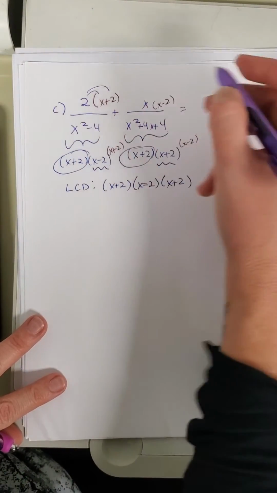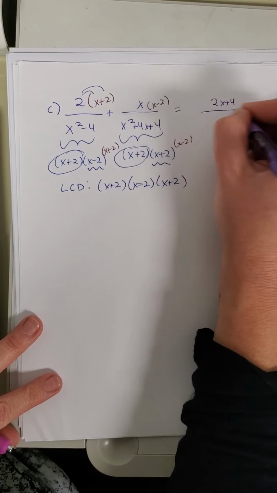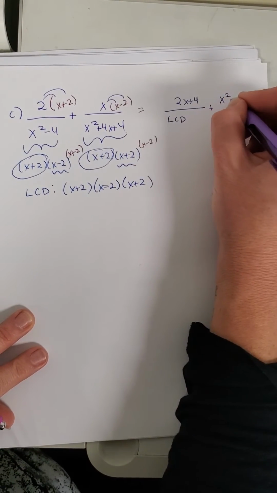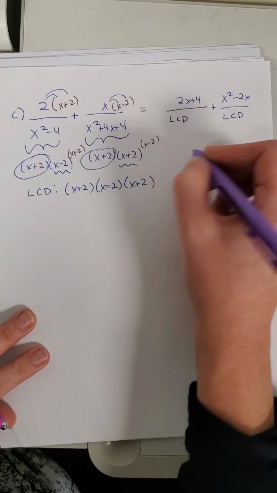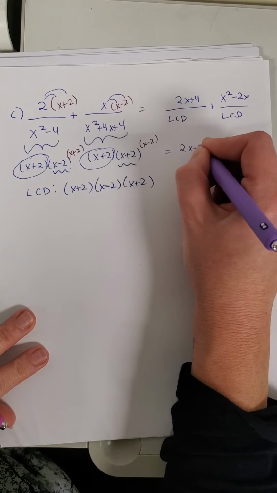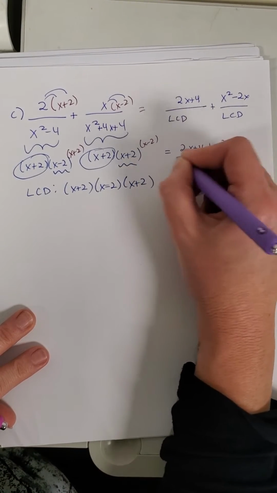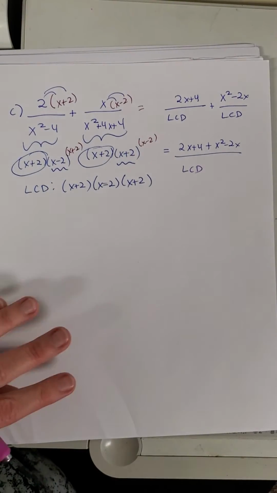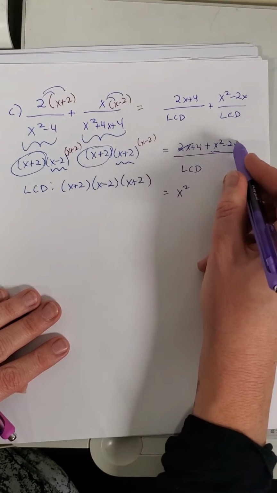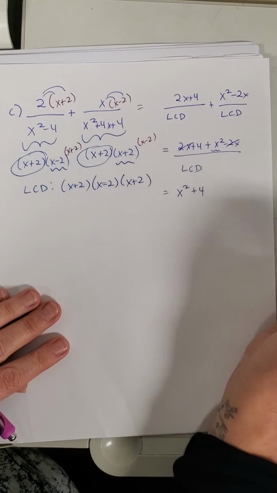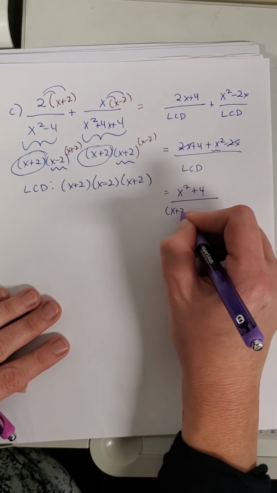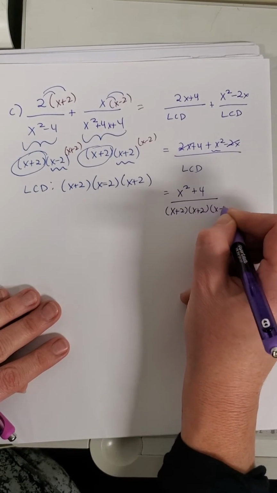All right, so don't forget to distribute through. That's 2x plus 4 over our LCD plus x squared minus 2x over the LCD. All right, and then we can write this in one fraction. So we have 2x plus 4 plus x squared minus 2x over the LCD. And then we can combine like terms. There's nothing to combine with x squared. The 2x and the negative 2x cancel, and so we have x squared plus 4 over our LCD, which is x plus 2, x plus 2, x minus 2.